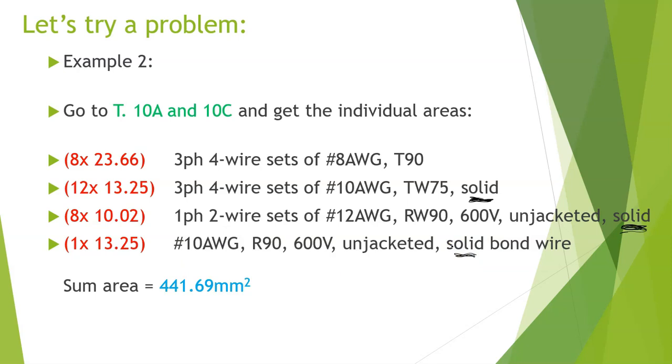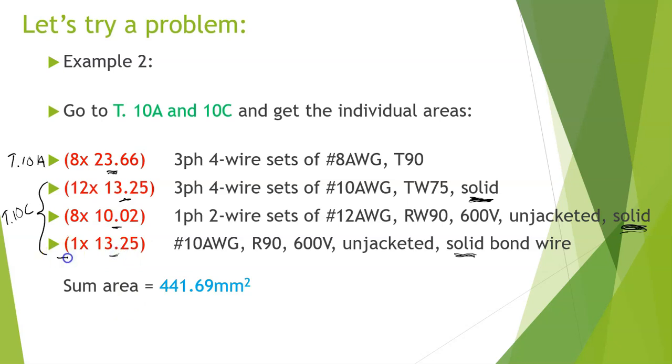When you go to table 10A, for our first bundle of wire here, you'll get a 23.66 millimeters squared per, and then you're going to use table 10C for the remainder, because all of the remaining conductors are specified to be solid conductors. And you're going to get 13.25, 10.02, and then another 13.25.